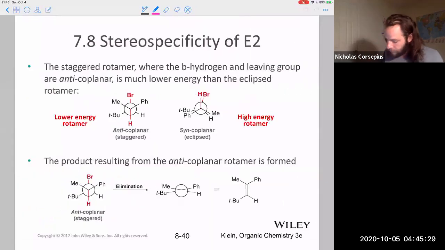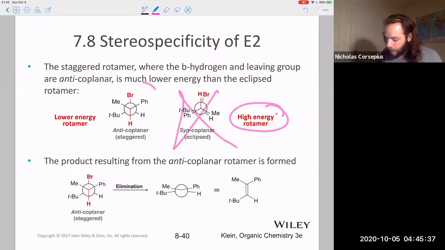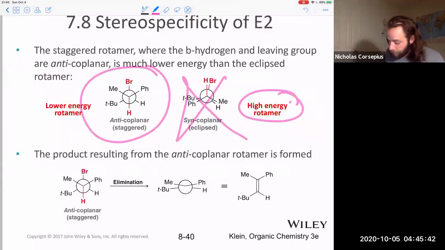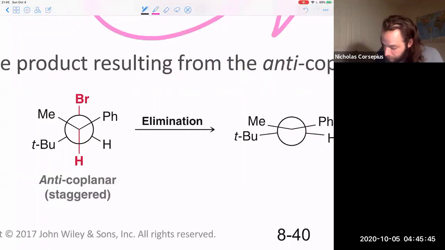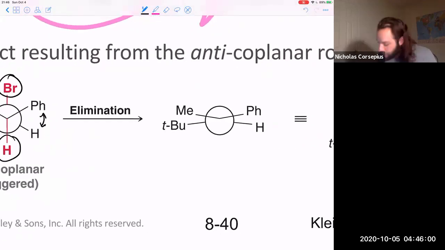So if we imagine, again, a high energy rotamer, or another way of saying rotational conformation, this isn't going to happen. It's only going to be in your low energy staggered conformation. And so then what happens when these are eclipsed, this group gets eliminated, this group gets eliminated. And so these will be on the same side, right? In this case, your phenyl group will be on the same side as the hydrogen, and the tert-butyl group will be on the same side as the methyl. This is a Newman projection of an alkene.